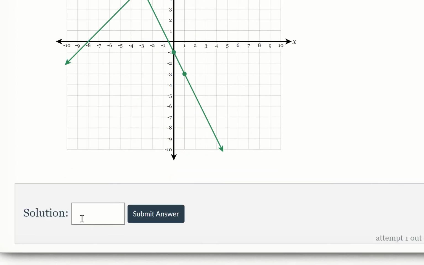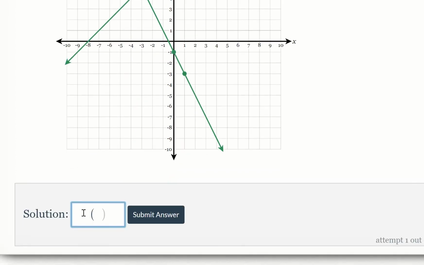So we would go ahead and type in that value. X is negative 3, ordered pair, x is negative 3, comma, y is 5.